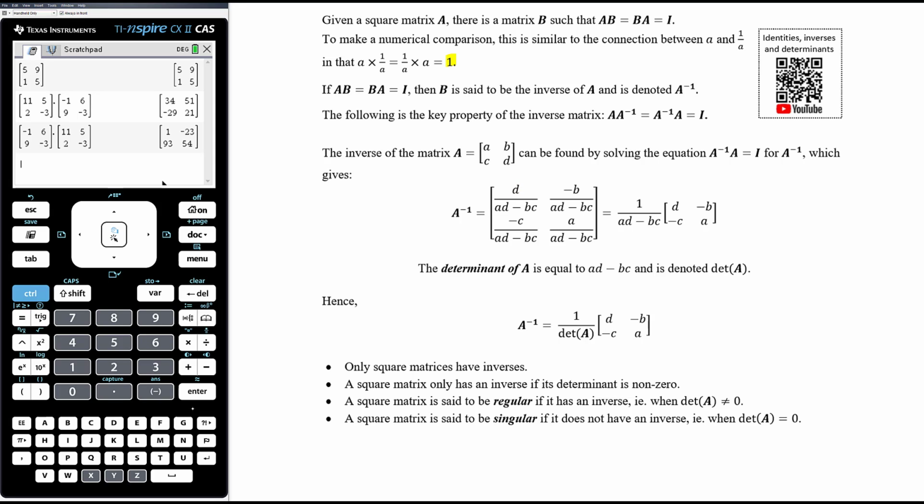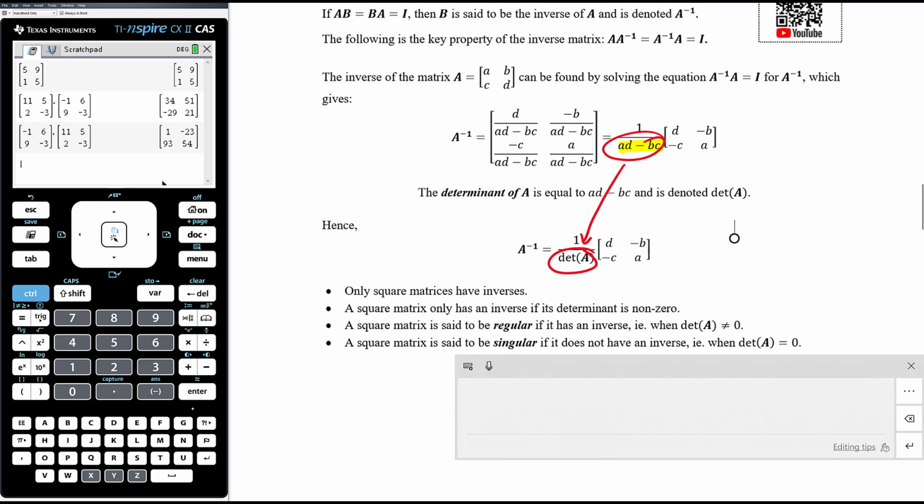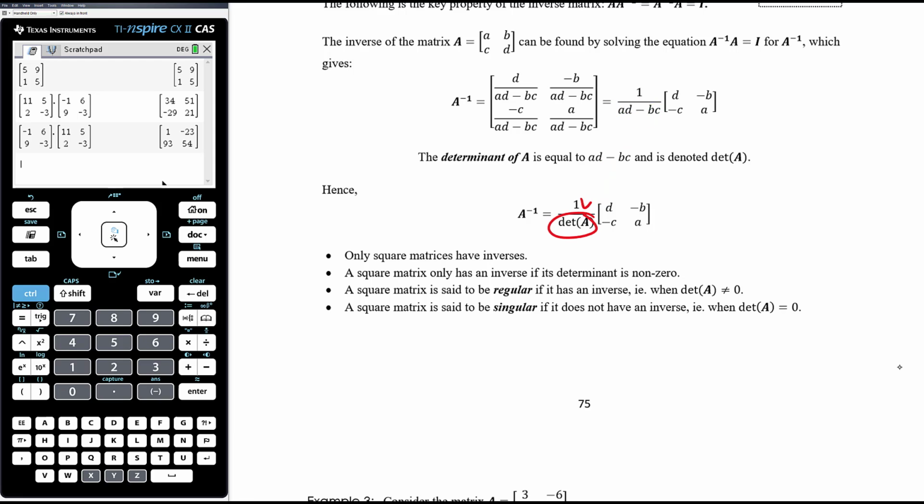That value under there, AD minus BC, is something that we call the determinant, not to be confused with the discriminant, which we use with quadratics. So that value is called the determinant, and the inverse of A is equal to 1 over the determinant, where the determinant is AD minus BC, and then it is this matrix here.